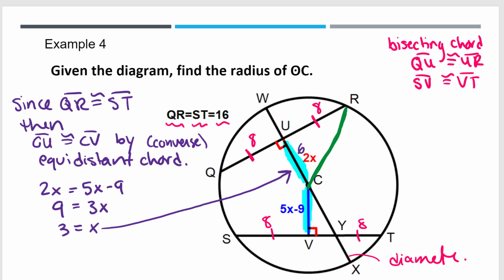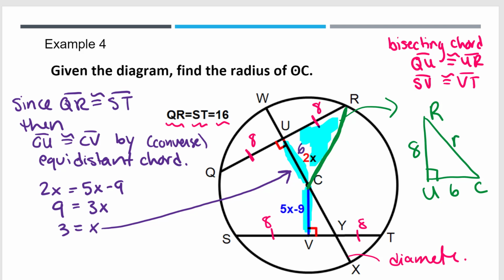If we look at this triangle, we can use the Pythagorean theorem to solve for the radius. So I'm going to pop this triangle out. So we have R, C, and U, 6, 8, and this is what we're going to solve for. So we use the Pythagorean theorem. So 36 plus 64 is equal to R squared. So 100 is equal to R squared, so therefore R is equal to 10.